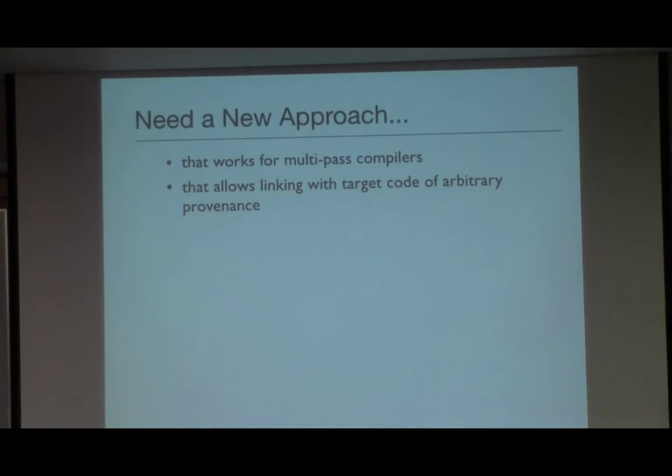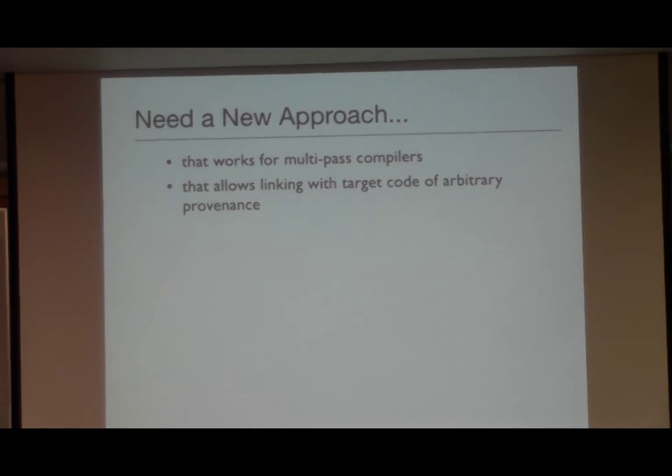Okay, all right, so I claim, for that reason, we need a new approach that both allows us to handle multipass compilers, verifying them one pass at a time, but also allows us to link with target code that comes from anywhere. You don't have to come up with a source language component that is equivalent to this ET prime that someone gave me.